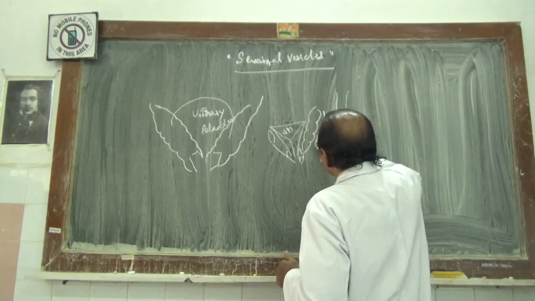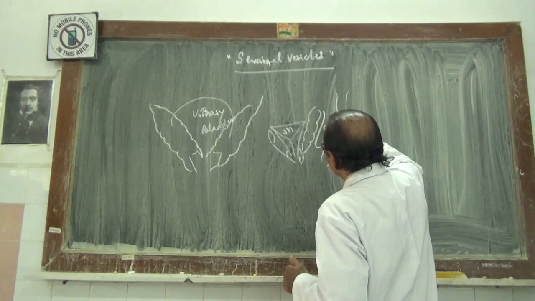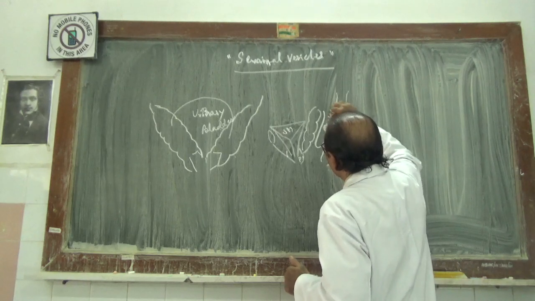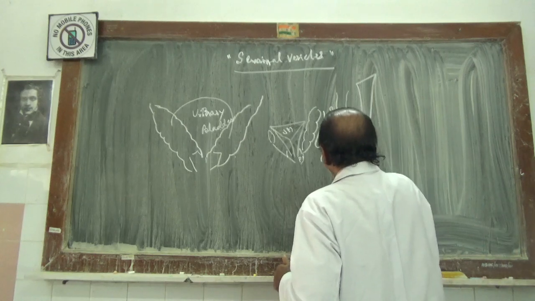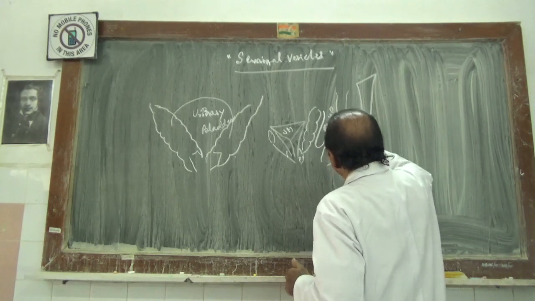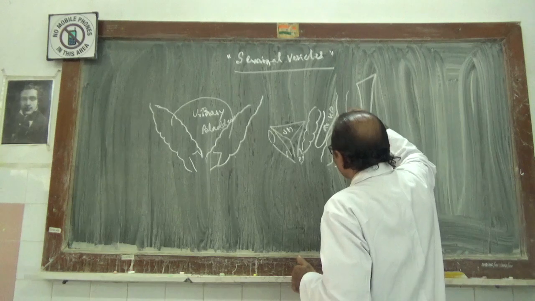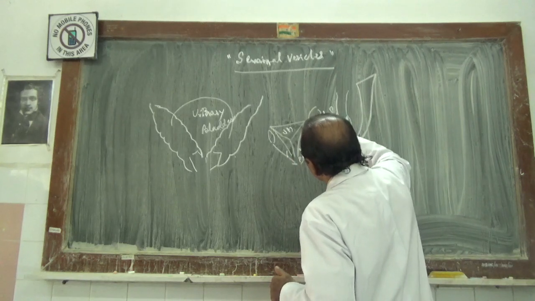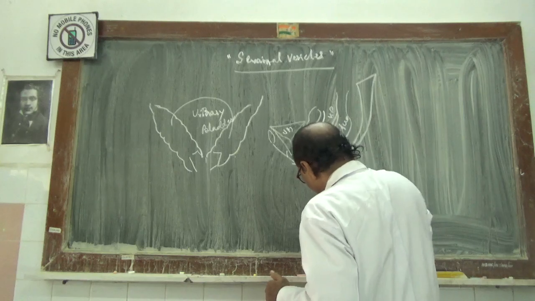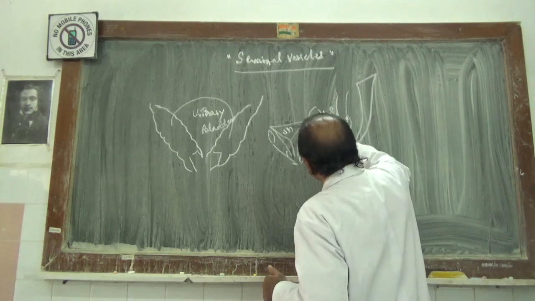and retrovesical pouch, then the sacrum and the coccyx. So this is the rectum. So this is the seminal vesicle.